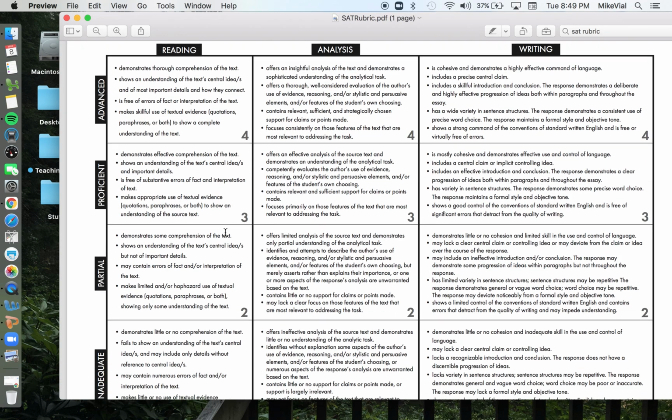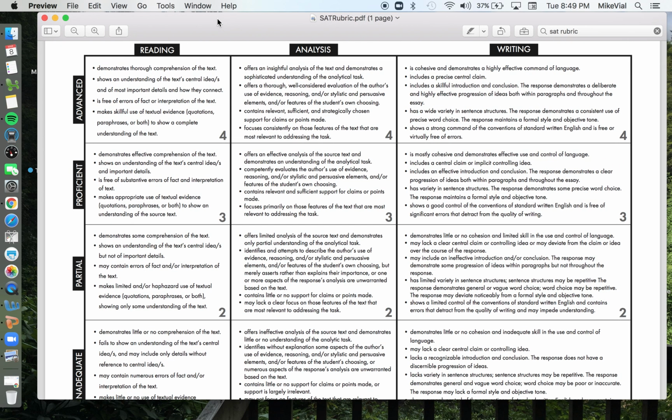This is an old SAT rubric, but it's going to be very similar this year because they're going to give you a prompt that conveys an argument. Let's take a look at what is a 4 on the reading category. A 4 demonstrates thorough comprehension of the text. It shows an understanding of the text's central idea and most important details and how they connect. It is free of errors of fact or interpretation.